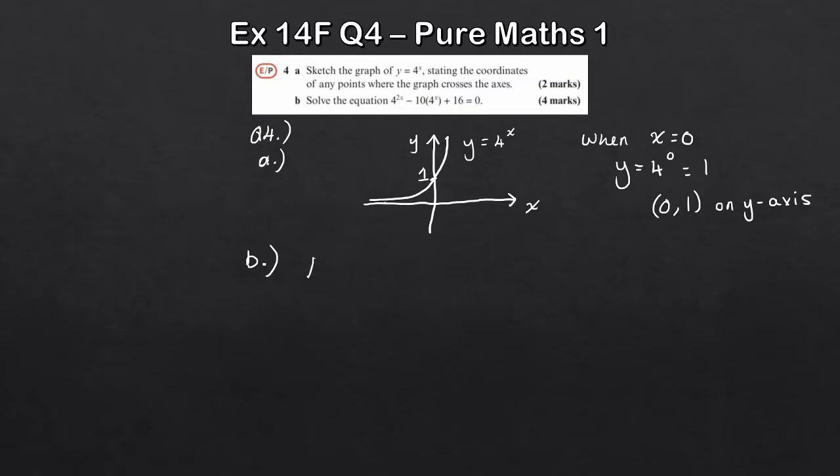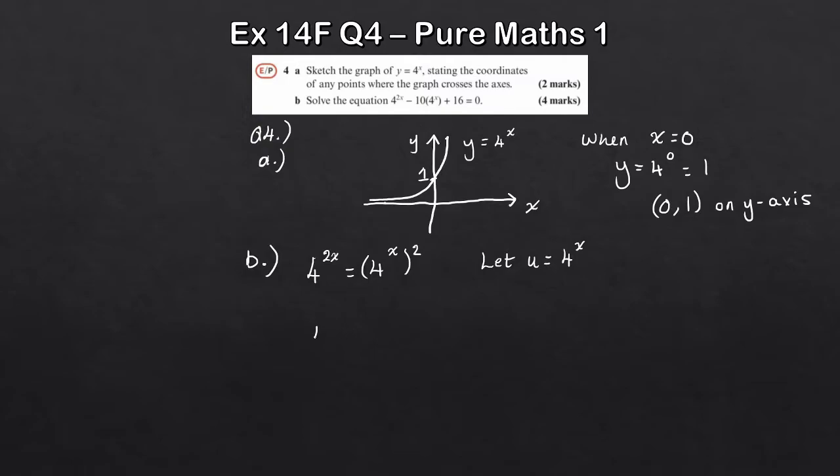So 4 to the 2x, we could write that as 4 to the x, squared. That's the key point here. Now sometimes they'll tell you what substitution to use. This one they don't, so you've got to figure that out yourself. And that substitution is going to be this here. So if I just say let u equal to 4 to the x, well, we can rewrite this quadratic that they've given us.